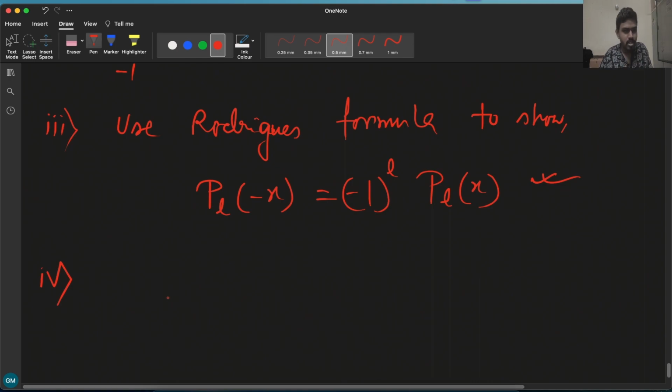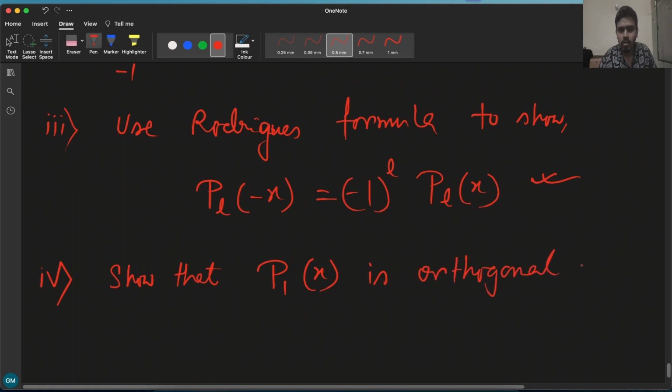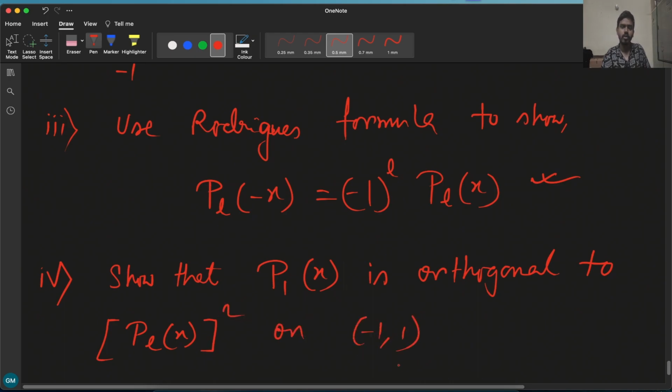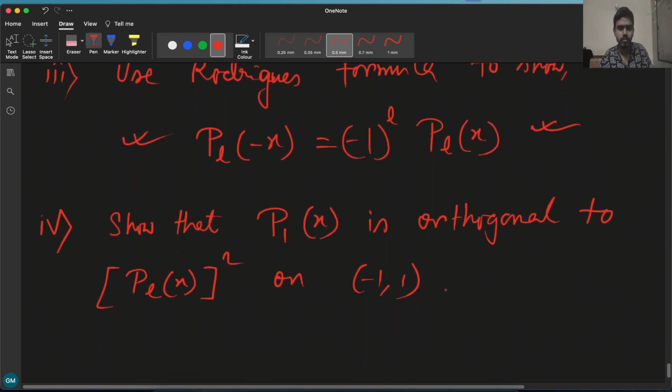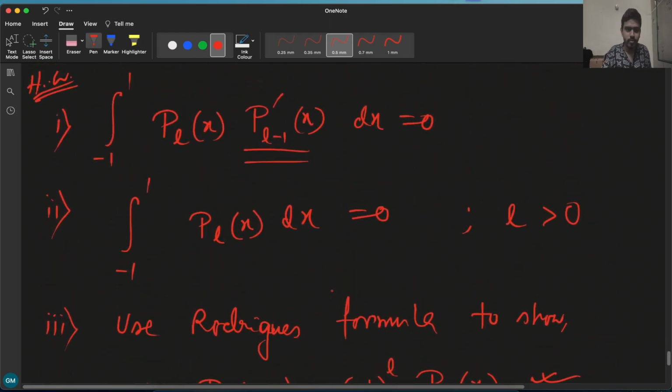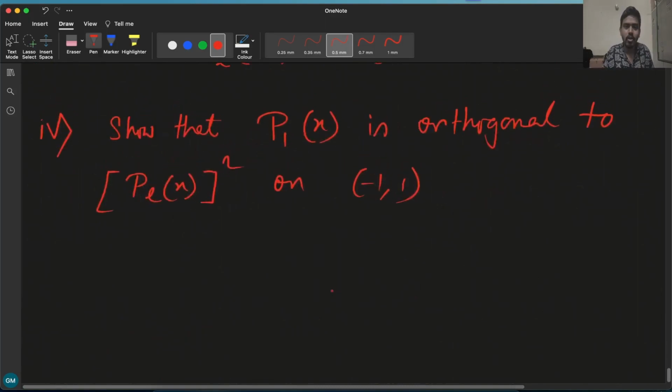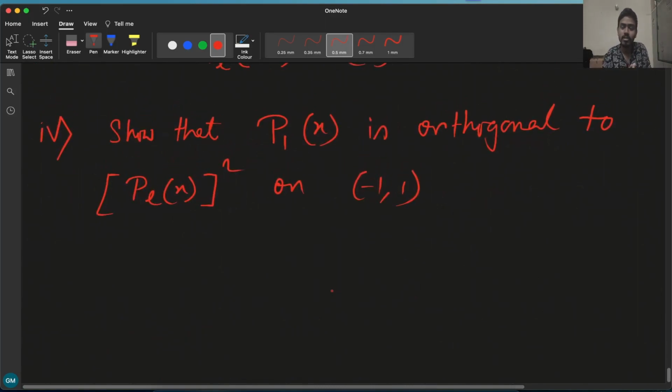And the last one is that you need to show that P_1(x) is orthogonal to P_L(x) squared on -1 to 1. For that you need to use this property. So these are the homeworks. Do them, and in the next class I will talk about how to normalize a Legendre polynomial.